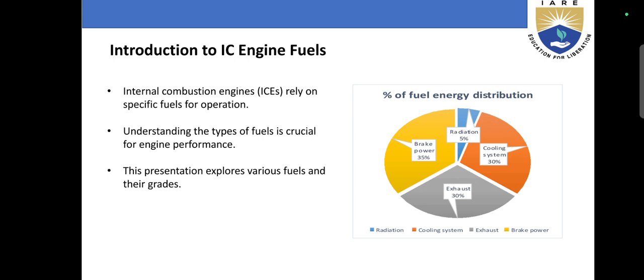Brake power is 35%, radiation 5%, cooling system 30%, and exhaust 30%. Radiation is the lowest share in the fuel energy distribution.